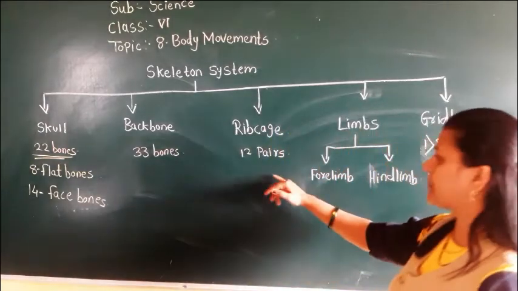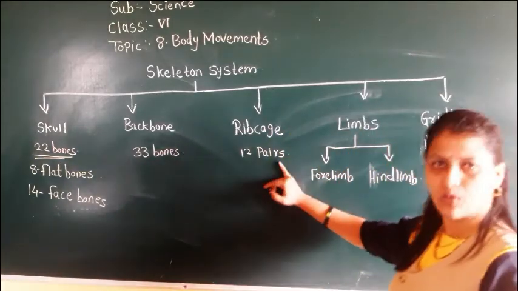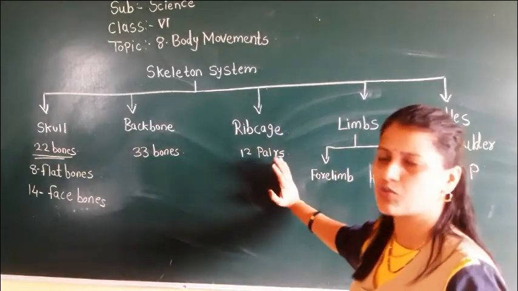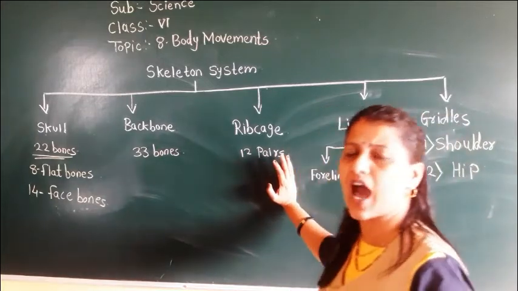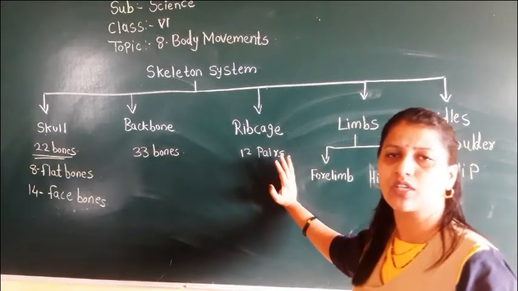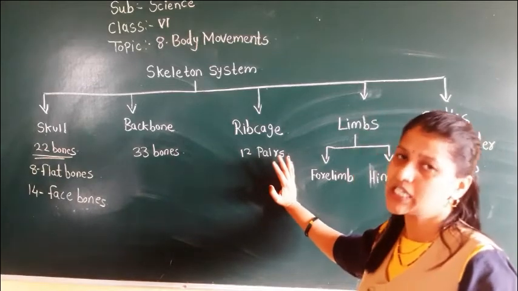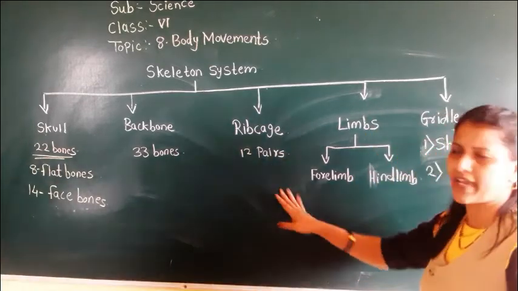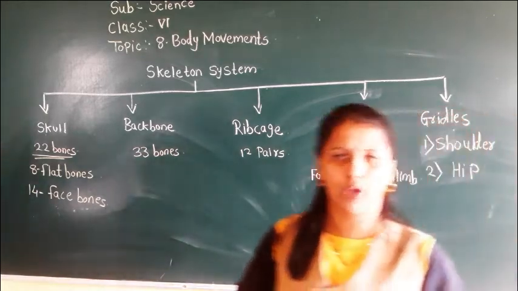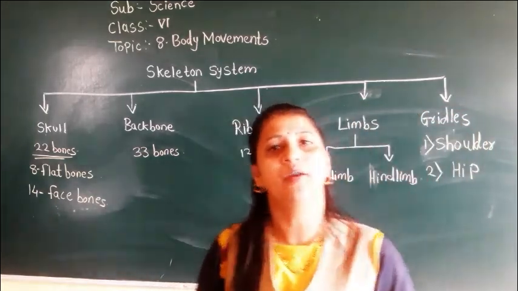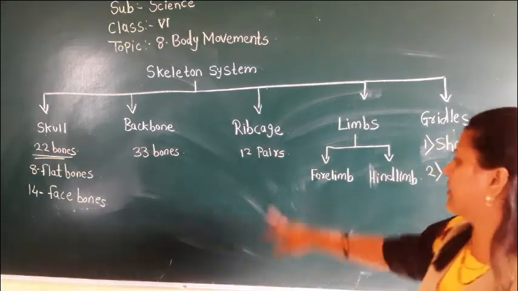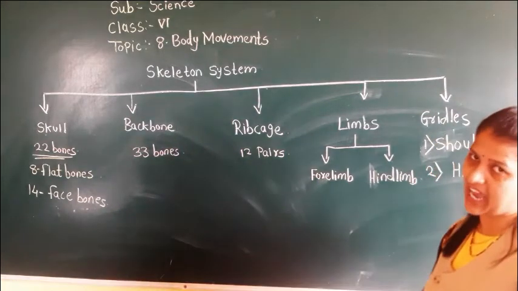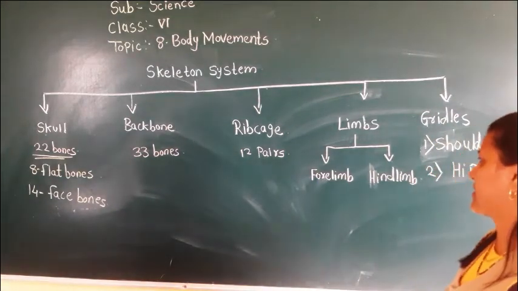So how many pairs of bones are there? There are 12 pairs. Out of these 12 pairs, 10 pairs are fixed. They are joined to the main bone, which is called the sternum. Are you getting it? And 2 pairs of these bones are floating, which are used for movement. They are the floating ribs.